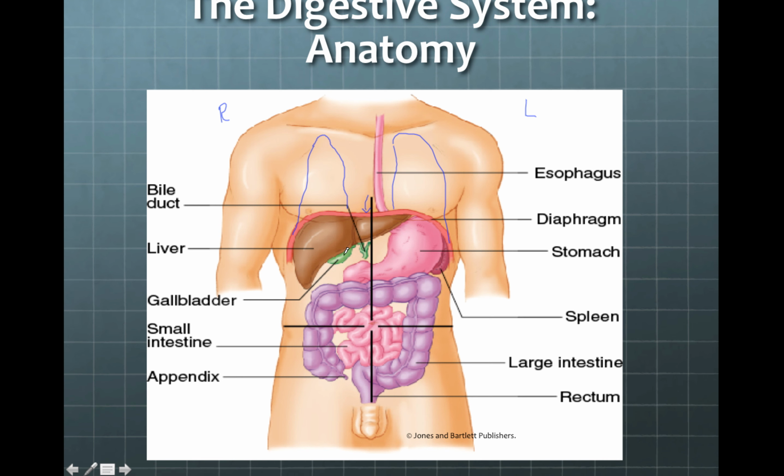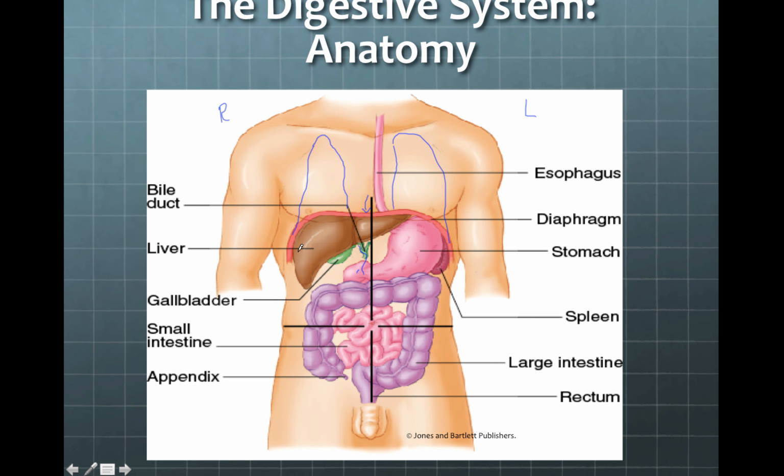gallbladder. And that's going to feed into the stomach to help break down fat. So the gallbladder will help collect bile from the liver and also will store bile from the liver and then feed it into the stomach to help with the digestion of fats. What else is notable about the liver?